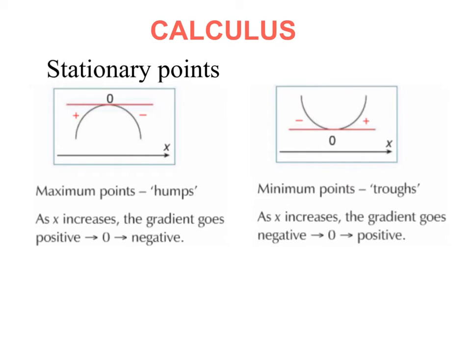And it works the opposite way with minimum points. As x increases, the gradient goes negative, then to 0, and then positive. So it would start off as a negative slope, so a downhill slope as the x values increase. Then it would level off to a flat line or slope of 0, and then it would start to become a positive gradient.